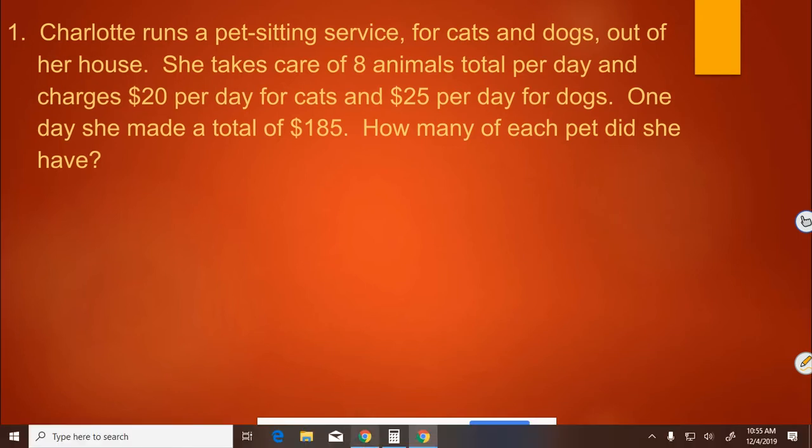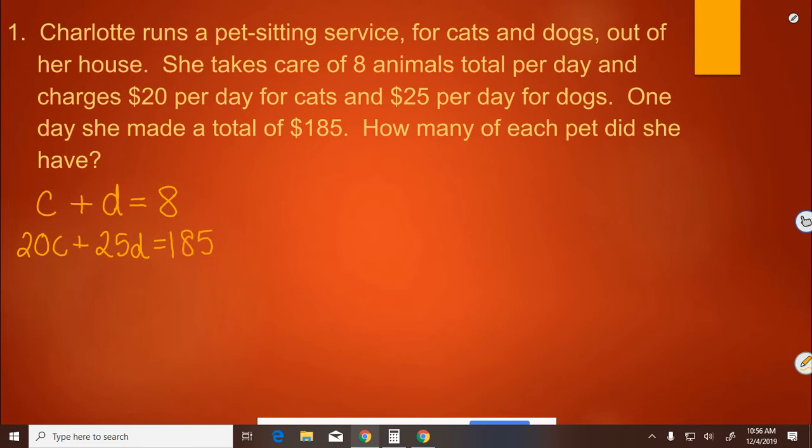Okay, so we start by setting up the equation. In that first scenario, we know we're talking about cats and dogs, so we can say C and D. In the second sentence, we get that she has 8 animals total per day. So that means C plus D equals 8. So some number of cats and some number of dogs for a total of 8. She charges $20 per day for cats, so that's 20C, plus 25 per day for dogs, 25D, and one day she makes $185.